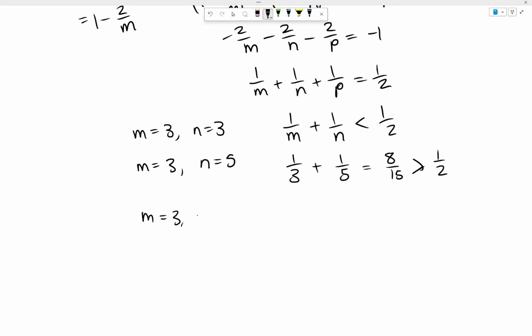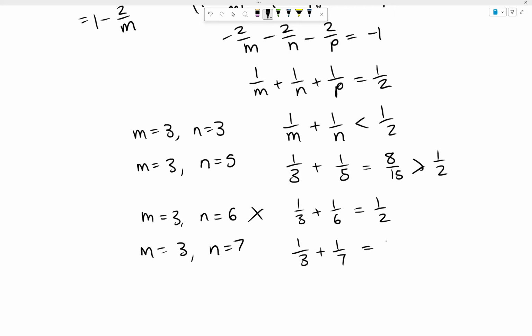M equals 3 and n equals 6 also doesn't work, because 1 over 3 plus 1 over 6 is equal to a half, which is not less than a half. So m equals 3 and n equals 7. Let's see what happens here. 1 over 3 plus 1 over 7 is 10 over 21.